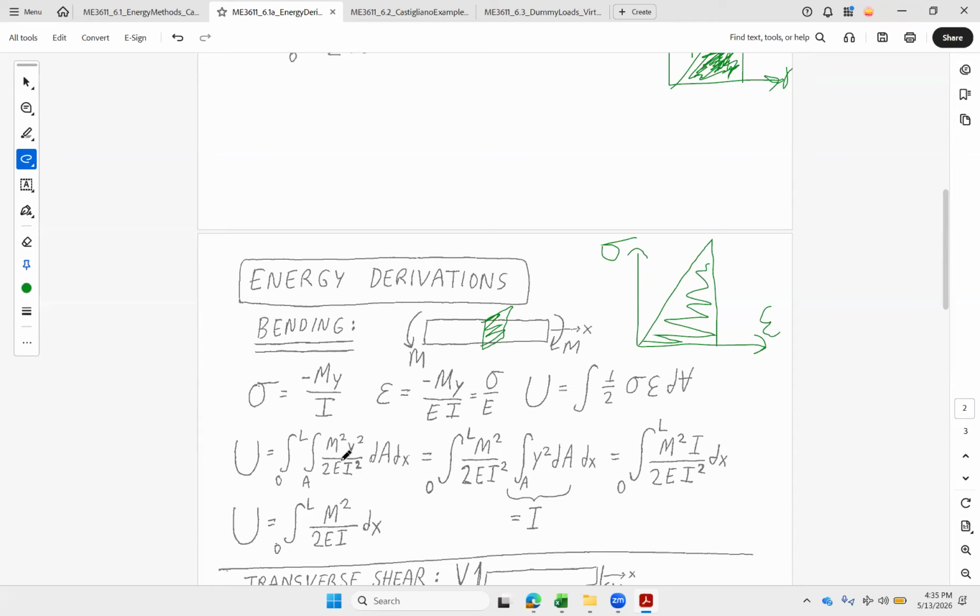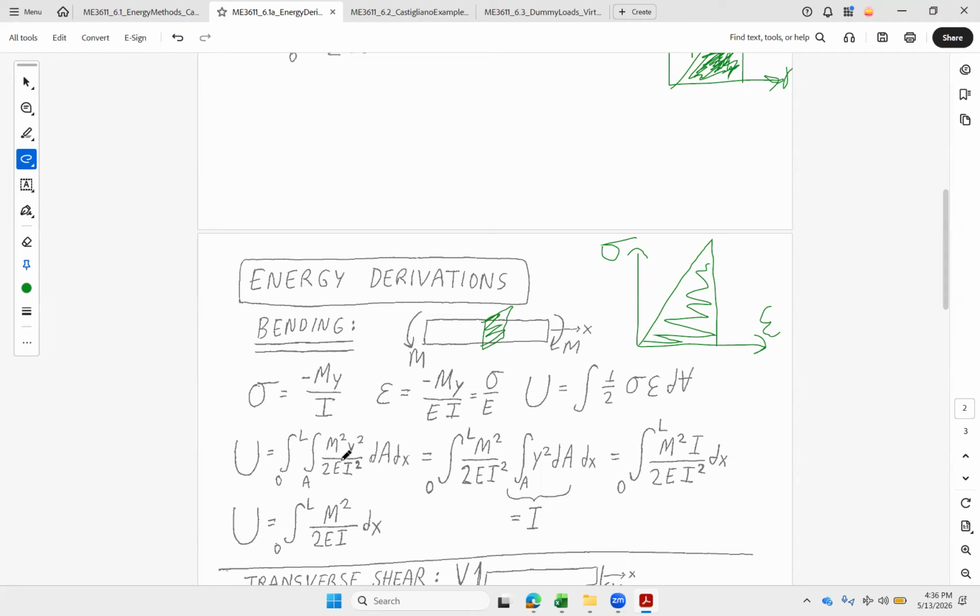E, I, and M are not a function of change across that green slice we just drew. So they all come out. And what we're left with is y squared dA. We have seen that one before. That's our bending moment of inertia, I or Izz. So that one comes out, and similar to the last two, cancels one of the geometry properties on the bottom. So we'll end up with an I in the bottom and an E in the bottom. We've got a load squared on the top, M squared, and we've got the 1/2.